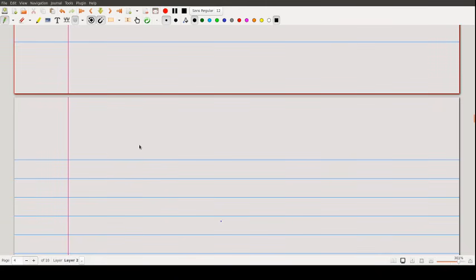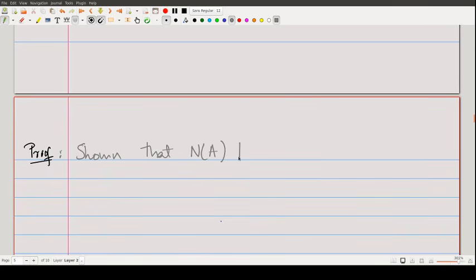All right, so let's start to prove this proof. The first thing that we have in the proof is, notice that we've already shown that the null space of A is orthogonal. This is something that we did at the start of the lecture.